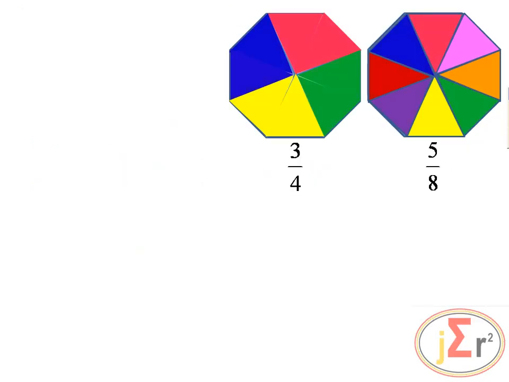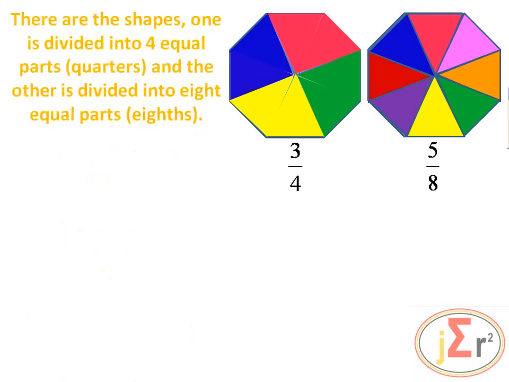So we have 5/8 and 3/4, and we intend to add them. There are the shapes. One is divided into 4 equal parts, and the other one is divided into 8 equal parts. So this one is divided into 4 equal parts called quarters, and the other is divided into 8 equal parts called eighths. That one is divided into 8 equal parts, and the other is divided into just 4 equal parts.